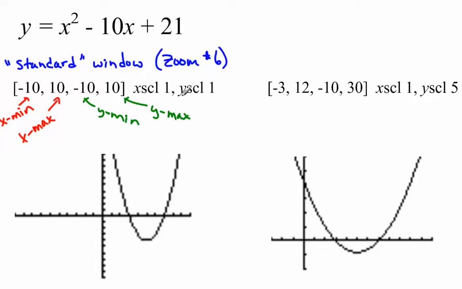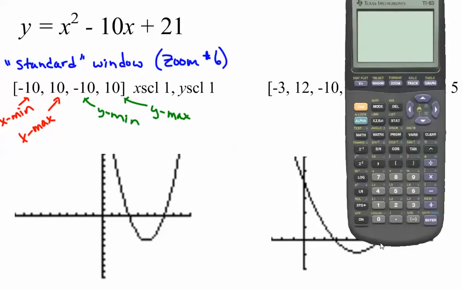Now, a lot of times textbooks will give us certain instructions about what kind of window to use. In this case, if it's 4 things listed like this, that's going to stand for the x minimum value, the x maximum value, the y minimum value, and then the y maximum value. And this scale stuff is just telling you how much each tick mark represents.